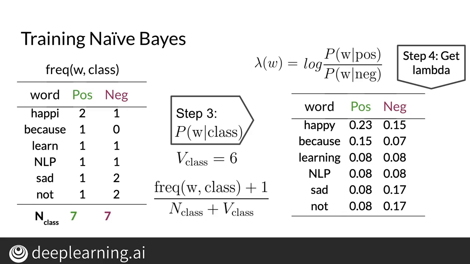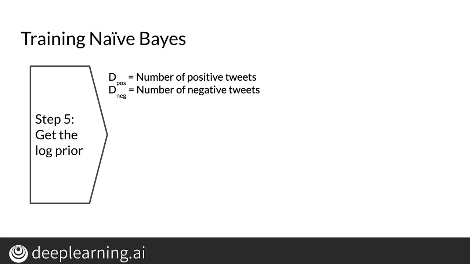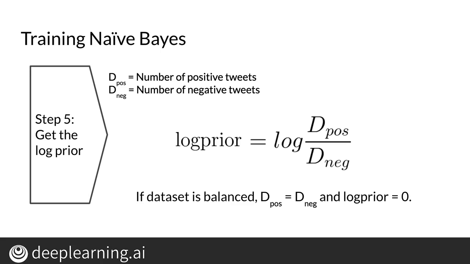For the fourth step, you'll get the lambda score for each word, which is the log of the ratio of your conditional probabilities. The fifth step is the estimation of the log prior. To do this, you'll need to count the number of positive and negative tweets, and then the log prior is the log of the ratio of the number of positive tweets over the number of negative tweets. In the upcoming assignment, you'll be working with a balanced dataset, so the log prior is equal to 0. But for unbalanced datasets, this term will become important.